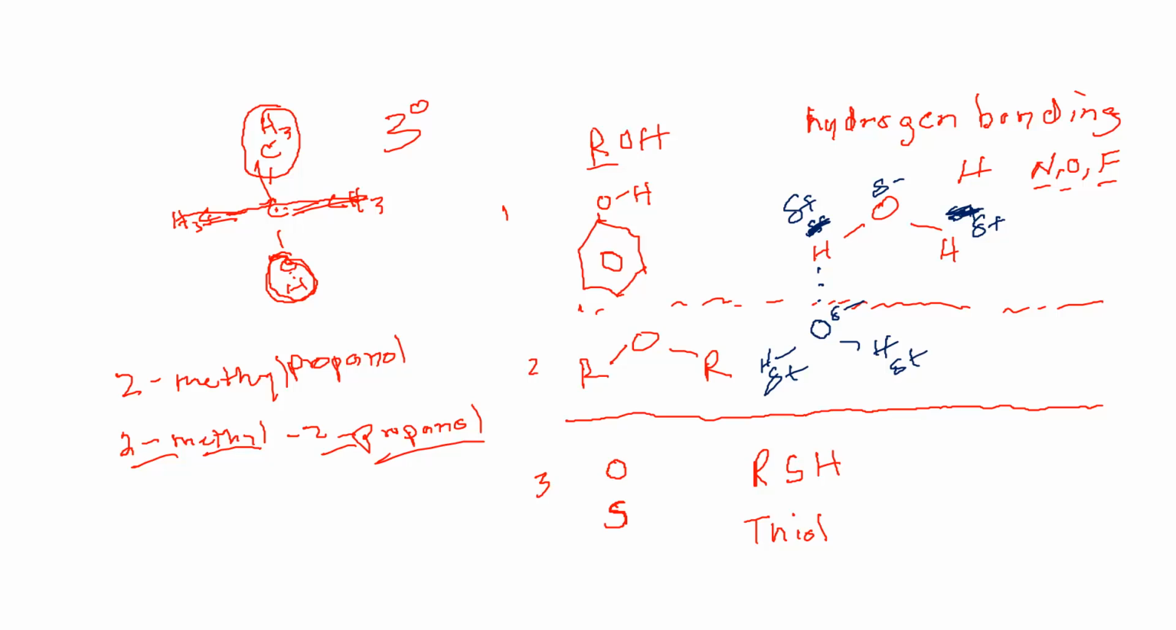And this linkage can occur over and over again. We could have another water molecule here. This hydrogen could be attracted to it. This hydrogen could be attracted to it. And then we'd have the actual bond here between the oxygen and hydrogen.